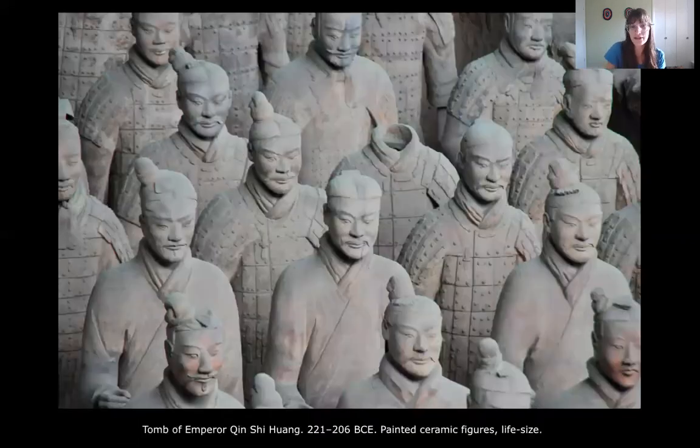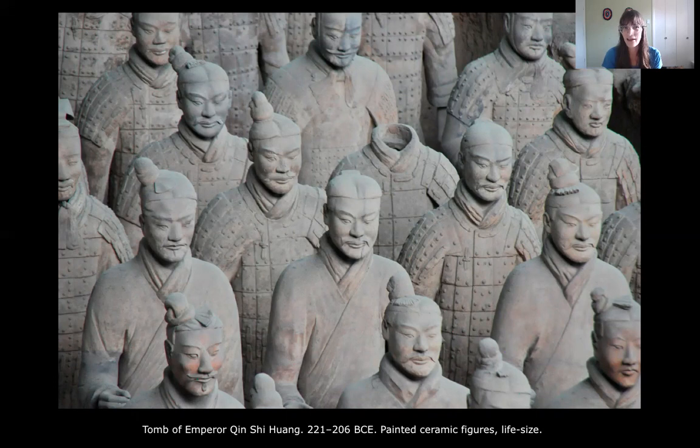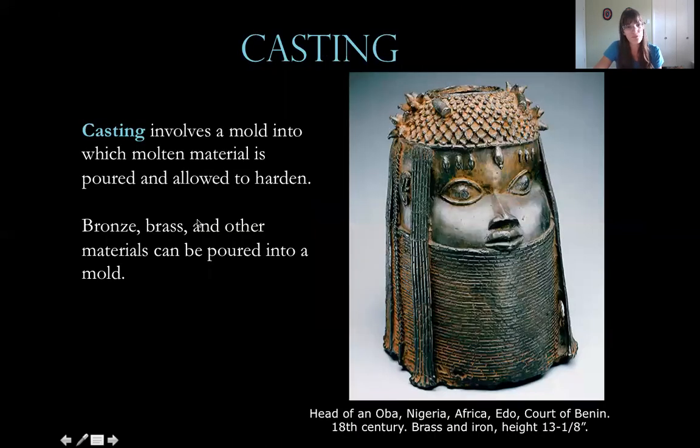And if you look closely, it's really, really cool because they are all individualized. It's said that he brought in thousands and thousands of people to create these 6,000 figures, and that they were created in a matter of a few years. Look at how specific their clothing, their facial features, their hairstyles all are.